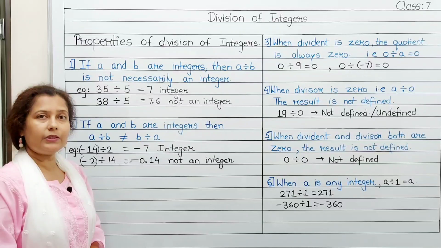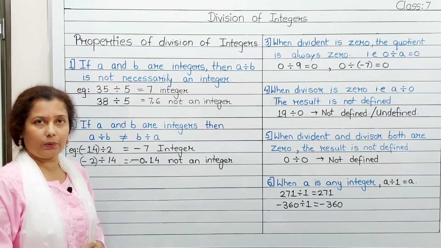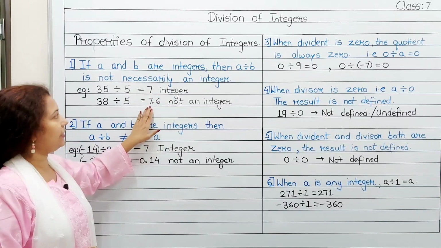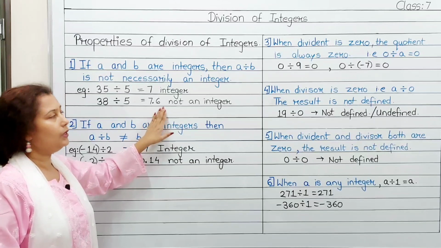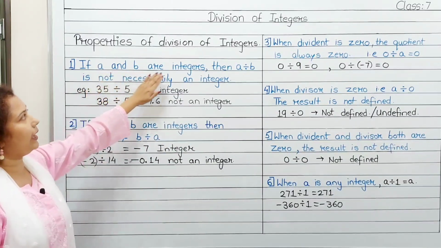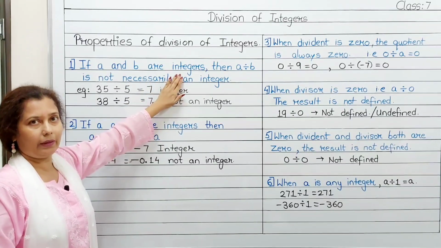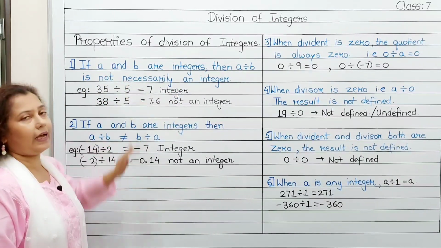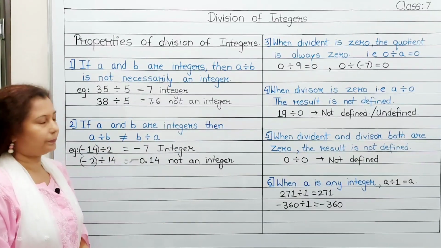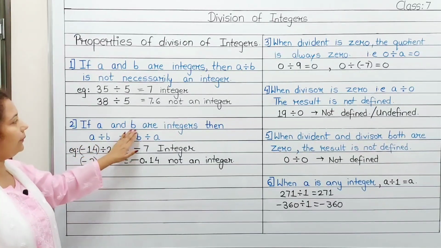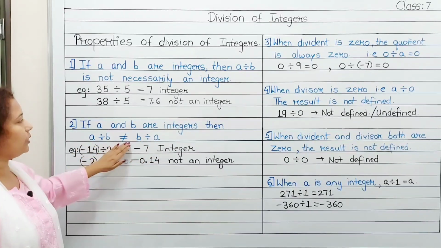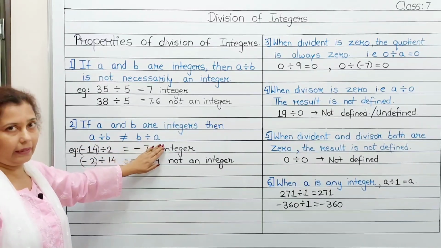We know that integers are positive or negative whole numbers. So here 7 is a whole number, so it is an integer, but 7.6 is not a whole number, so it is not an integer. That's why we say that if a and b are integers, then a divided by b is not necessarily an integer. That means the result will not be an integer. Second property: if a and b are integers, then a divided by b is not equal to b divided by a.